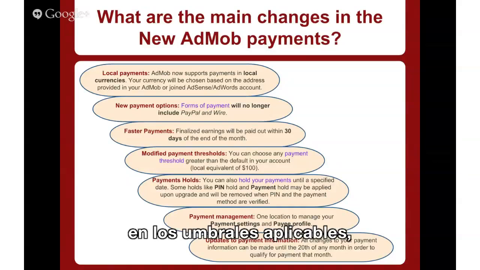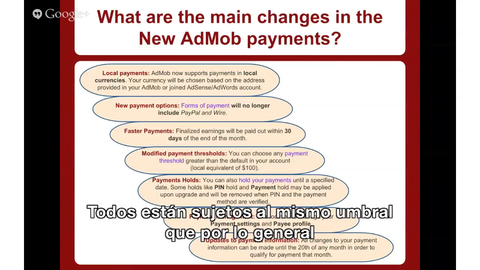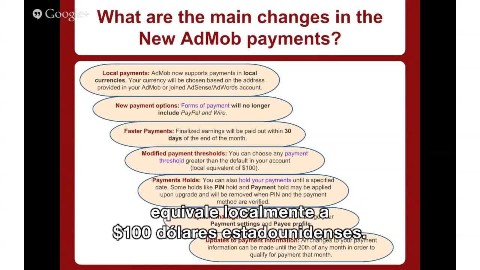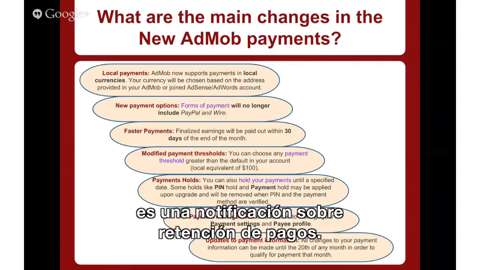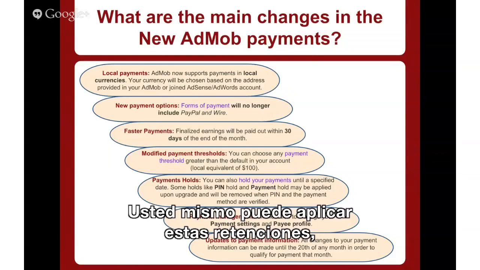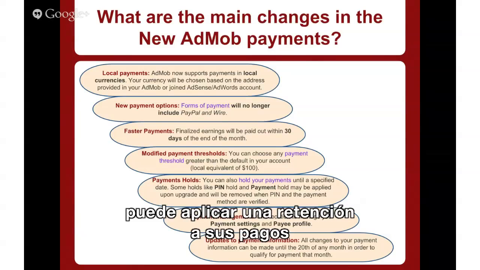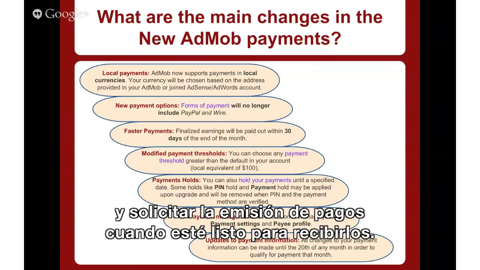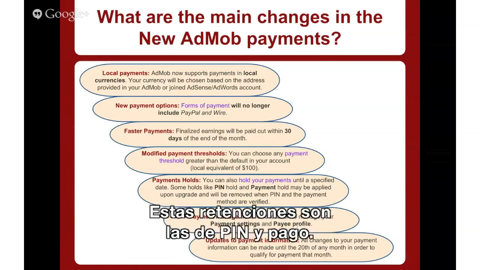There's also a difference to the thresholds that will be applicable, and there is no difference between different methods of payment anymore. All of them are subject to the same threshold, and generally it is the local equivalent of $100 US. What you will notice as a difference in your new AdMob account is a notification about payment holds. These holds can be applied by yourself, so if you don't want to get paid in a certain month, you can just put a hold on your payments and request the issue of payments when you're ready to receive them. There will also be a couple of payment holds that are applied by the system, and these ones are the ones for PIN and payments.